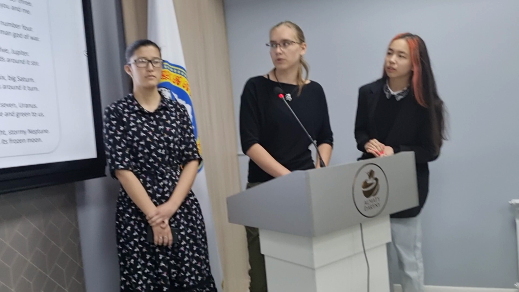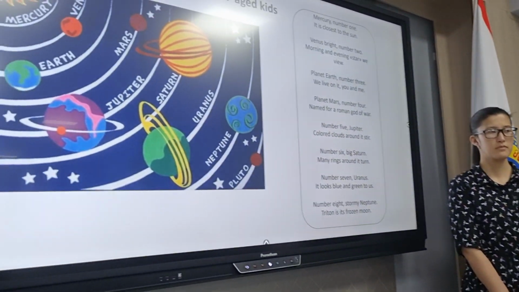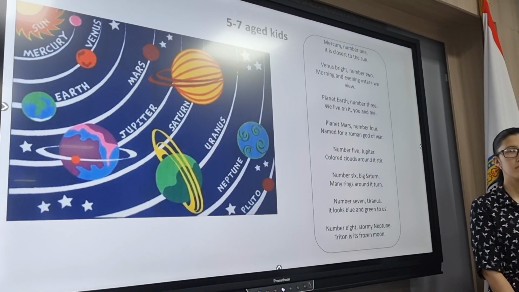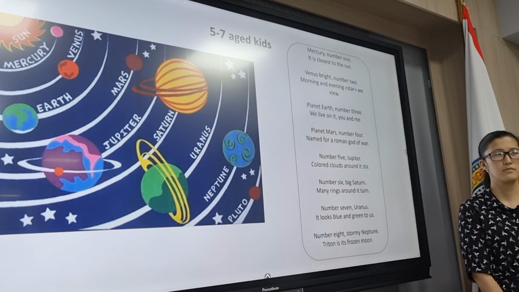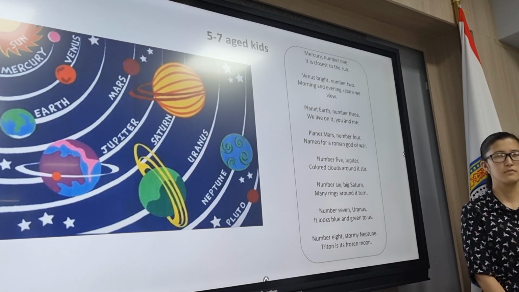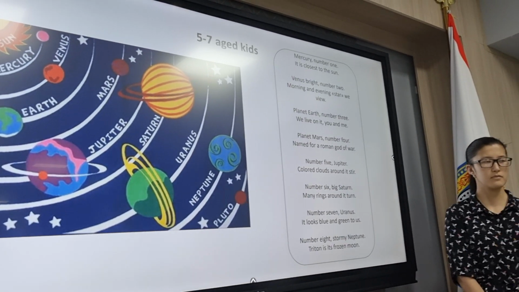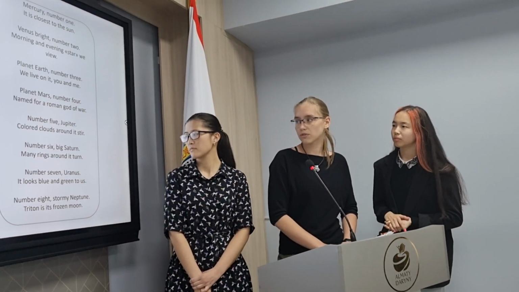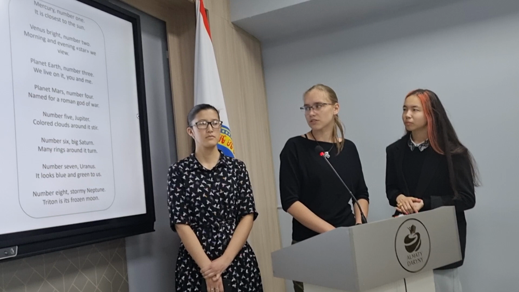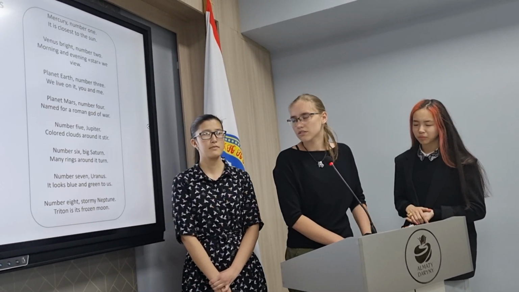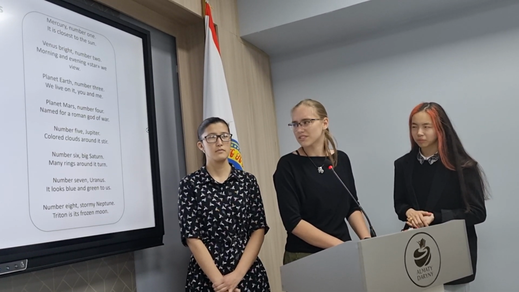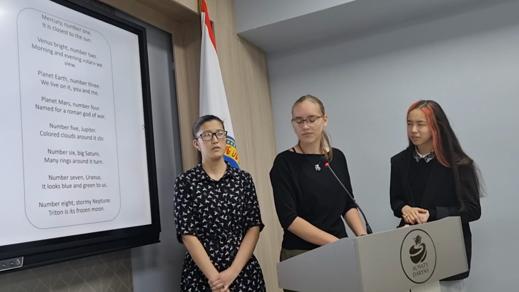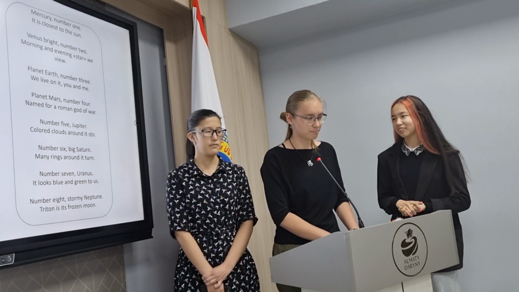Jupiter, the biggest planet. Saturn, a planet with rings, like a spinner. Uranus, it's a blue planet. Neptune, it's like a frozen one, and one more planet, Pluto, which doesn't count as a planet.